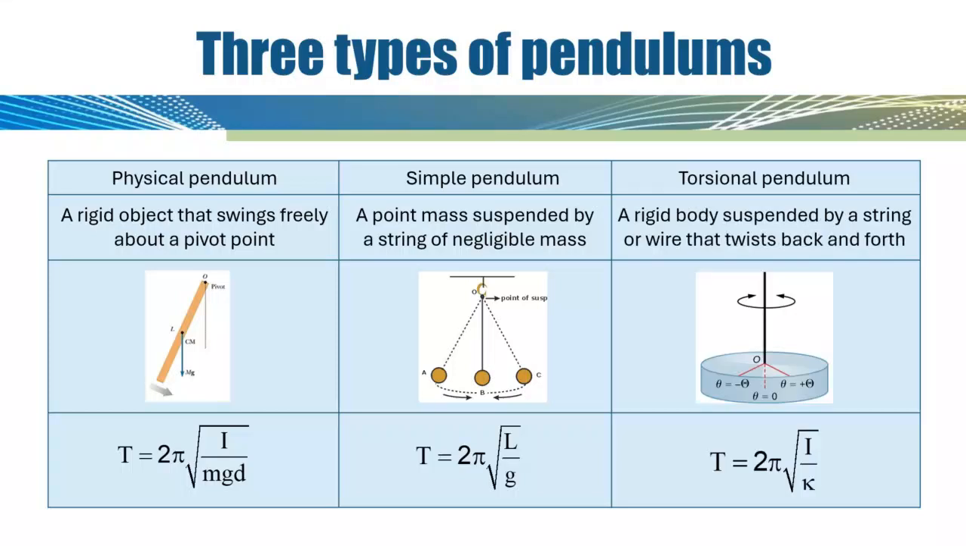And a torsional pendulum consists of a hanging horizontal mass suspended by a negligible string that, instead of swinging back and forth, twists back and forth around its central axis. It's important to recognize there are different types of pendulums because each has a different equation to describe its period of motion. In this video, we'll be discussing just the physical pendulum going forward.